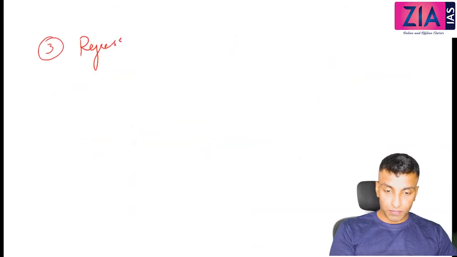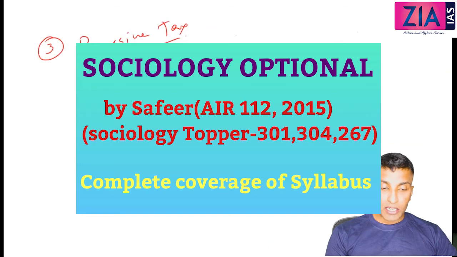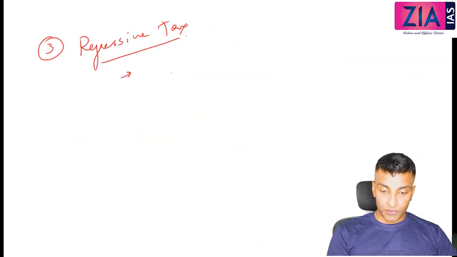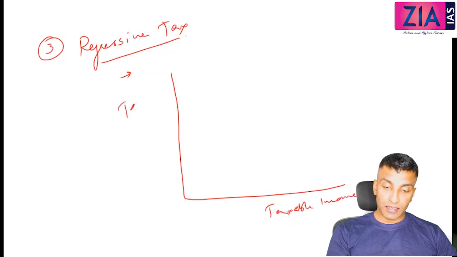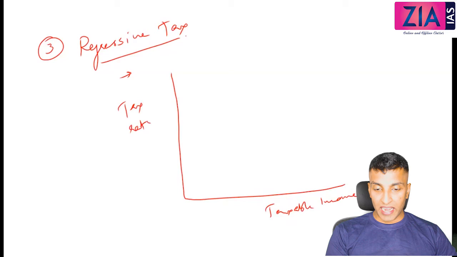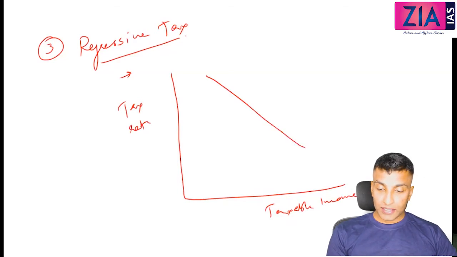Third point, you can write regressive tax. Just write one line under this: the marginal tax rate decreases with increase in taxable income. That word itself will tell you, right? If this is your taxable income and marginal tax rate, what will happen? It will decrease. It will be similar to what curve that we have discussed? Demand curve, right? Downward sloping. So the marginal tax rate decreases with the increase in taxable income.